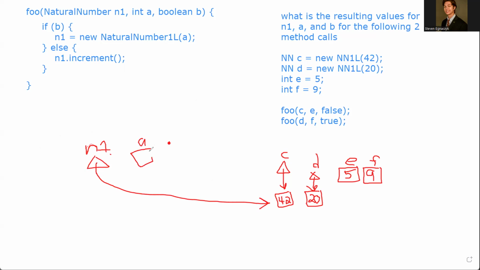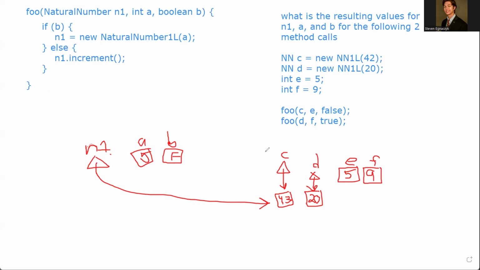N1 points towards this object value 42. A is passed by value, so the value gets transferred into that, and then Boolean B is just false. So we're just going to reference that as F. So if B is not true, what else are we going to do? We're going to call n1.increment. n1.increment is going to mutably change the object value wherever n1 is pointing. So afterwards, the value of this is going to be 43 because we're actually updating the object value of n1.